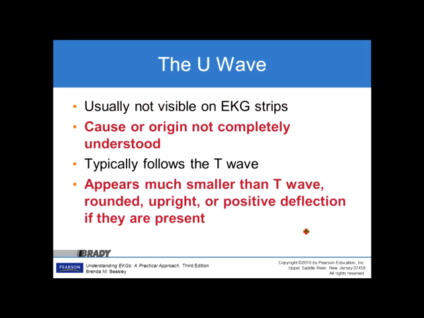The U wave is usually not visible in the EKG, and its cause or origin is not completely understood. It typically follows the T wave and appears much smaller than the T wave, a rounded, upright, or positive deflection. If they are present, they are considered a U wave.